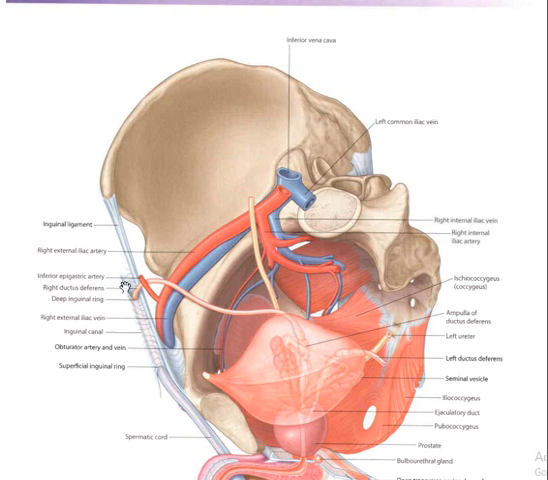Here is the part of the ductus deferens which is coming. The ductus deferens has an ampulla of the ductus deferens, and it's going to bind with the seminal vesicle here, and as it binds the seminal vesicle, it's going to form the ejaculatory duct, which is going to bind posteriorly to the prostate gland.